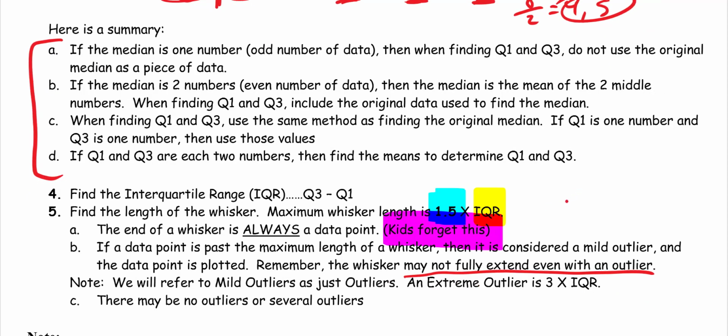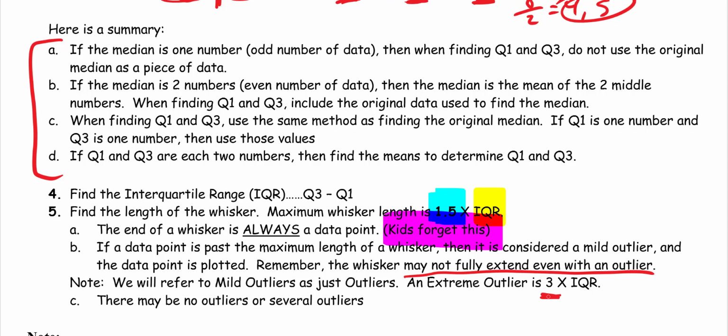I said, note here, we'll refer to mild outliers just as outliers. An extreme outlier is 3 times the IQR. So a good example is, I'm sure most of you have heard of Yao Ming. He's an enormous guy from China. He used to play basketball. He was like 7'7". He is probably an extreme outlier.